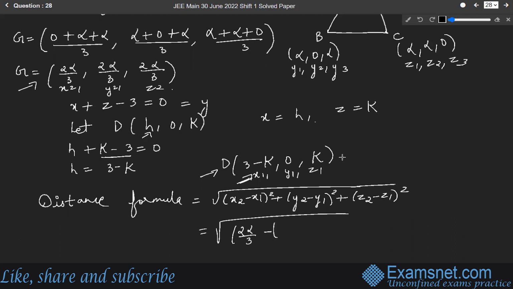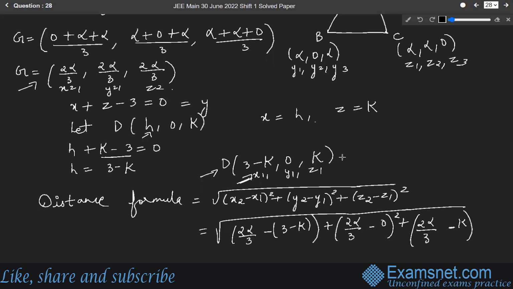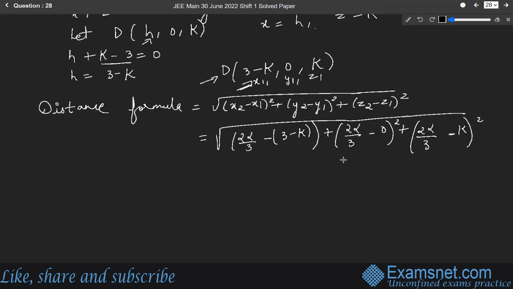So minus of x1 means minus of 3 minus k, plus y2 minus y1. What is y2? y2 is 2 alpha by 3, minus y1. y1 is 0. So minus 0, plus z2 minus z1. What is z2? Again 2 alpha by 3, minus z1. What is z1? k, and its square. We have substituted all the values. So it will be equal to under root of (2 alpha by 3 minus 3 plus k) whole square, right? You also have to put square here.